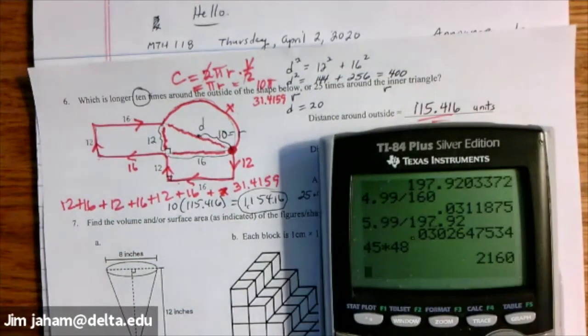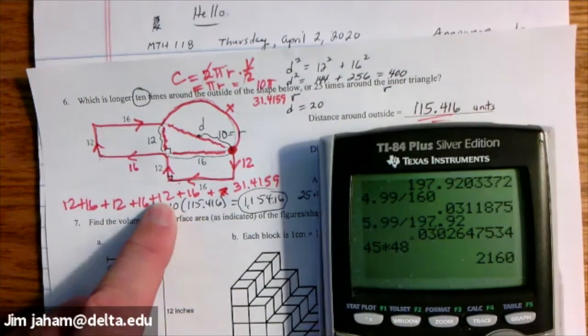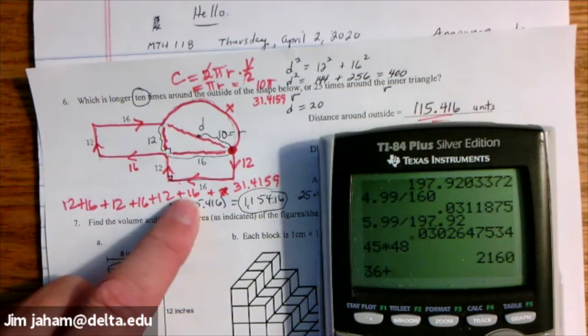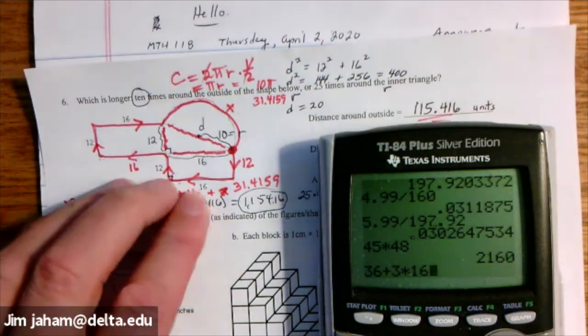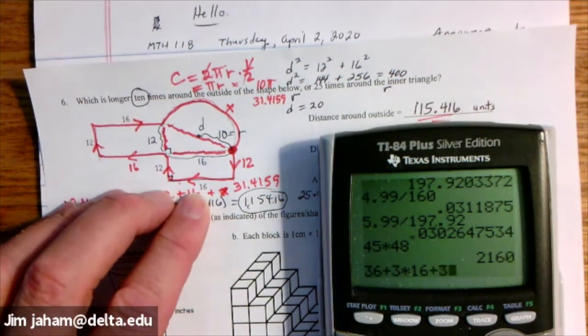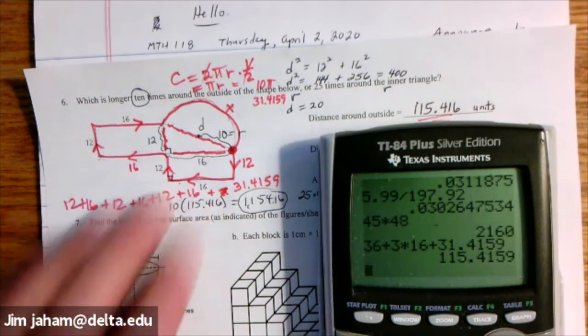And so if you just add up these three 12s, that's 36. And you have three 16s. And then you just add the 31.4159. And there's your 115.